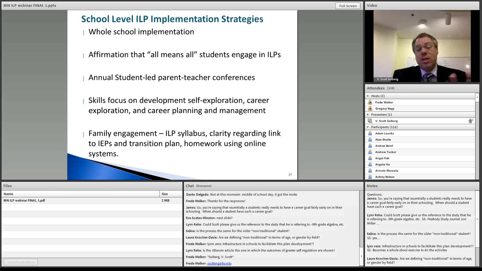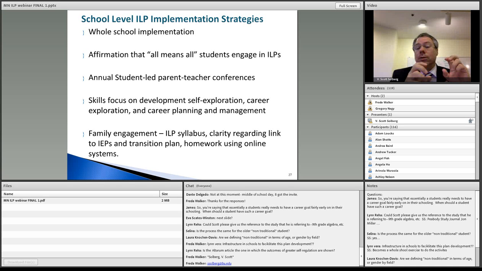And I've already mentioned, someone was asking how it looks in schools, so the whole school implementation I've talked about, the all means all. One of the most exciting pieces, and this can also be done in a 2-year college setting and perhaps a 4-year as well, is having students get up and give a presentation about their future goals and where they're going and what they're going to do based on the ILP.